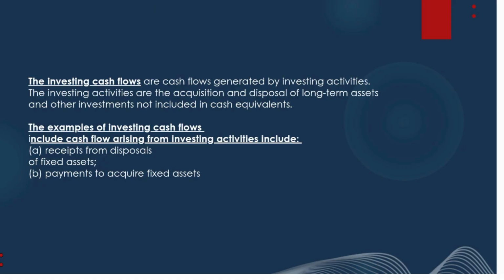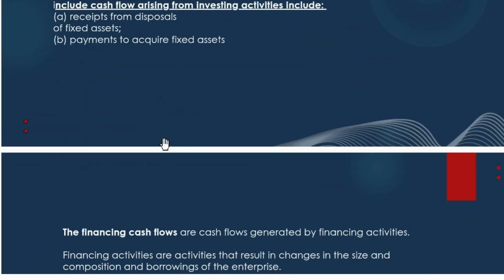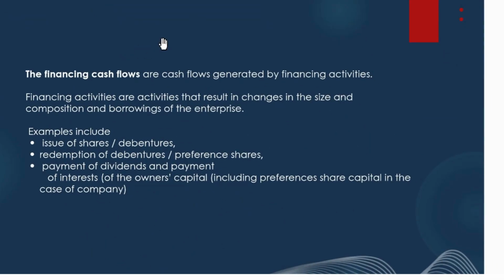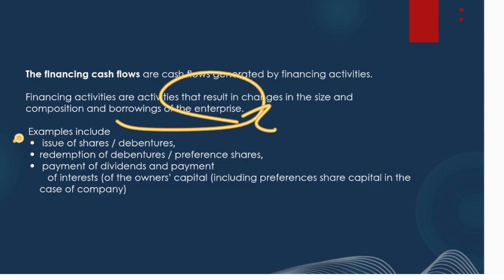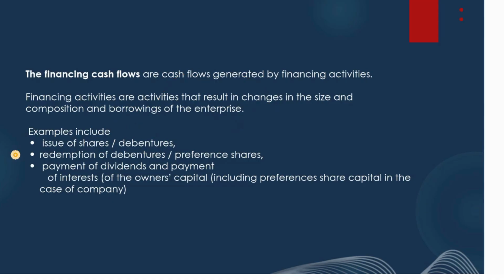Now let's move to financing cash flow. The financing cash flows are the cash flows which are generated by financing activities. These financing activities are the activities that result in a change in the size and composition of the borrowing of the enterprise. For example, you are issuing shares or debentures. If you are issuing the shares or the debentures, then you are going to receive cash, right? That is the cash inflow, so that cash inflow has to be recorded under financing cash flows.